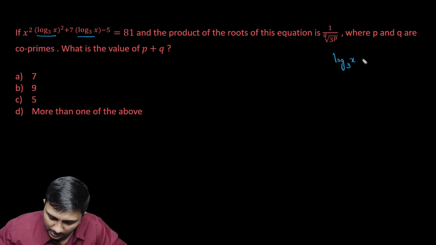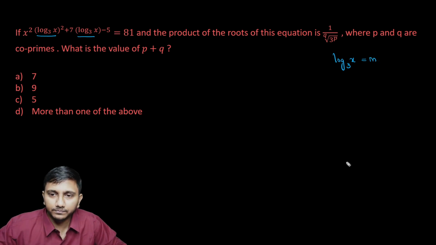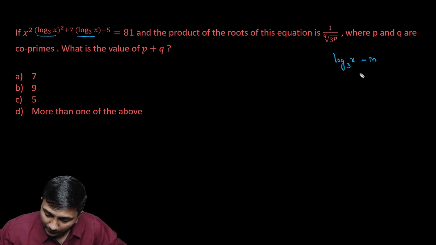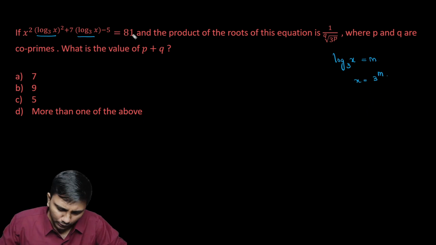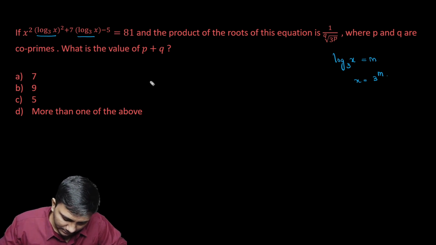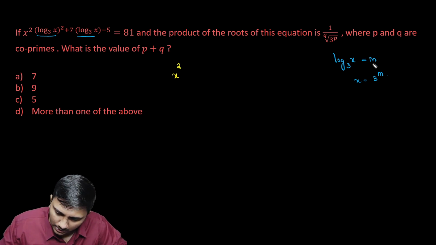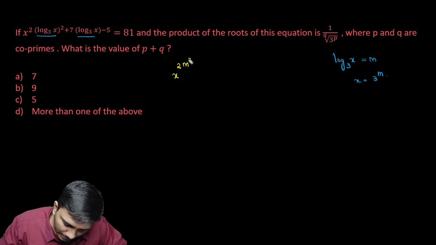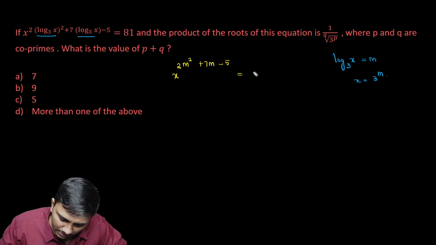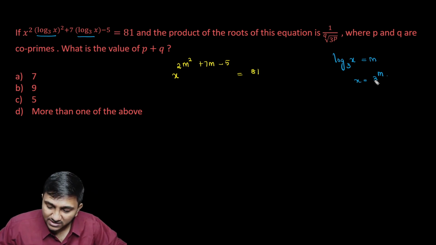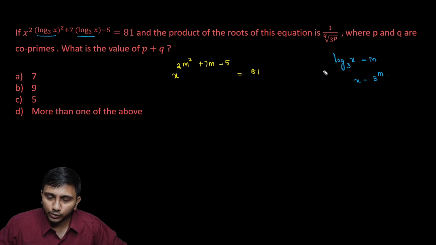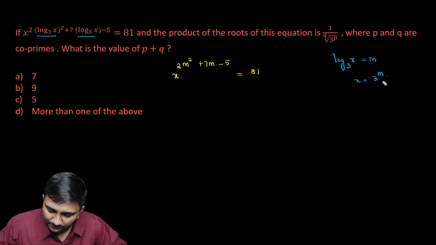Log x to the base 3, let's take that as m. That will also mean that x is equal to 3 to the power m. Now I'm going to replace this. Let's rewrite it as x to the power 2m squared plus 7m minus 5 is equal to 81. Now instead of x, I can put 3 to the power m. There's more reason to do that, because on the right hand side you can see we have 3 to the power 4. So instead of x, I'm going to replace 3 to the power m.